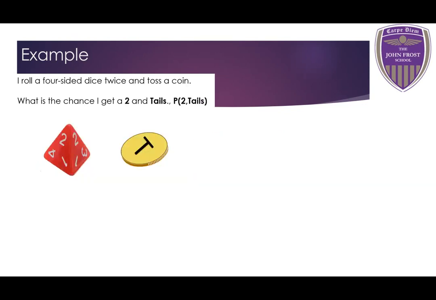I roll a 4-sided dice twice and toss a coin. Sorry, I shouldn't say twice. I roll a 4-sided dice and toss a coin. What is the chance I get a 2 and tails? Okay, so we're trying to find the probability of rolling a 2 on a 4-sided dice, really important, and then getting tails on a coin that I flip. Well, I've told you that to figure this out, we need to find the probability of rolling a 2 on a 4-sided dice, and then multiply that by the probability of getting a tails on a coin.